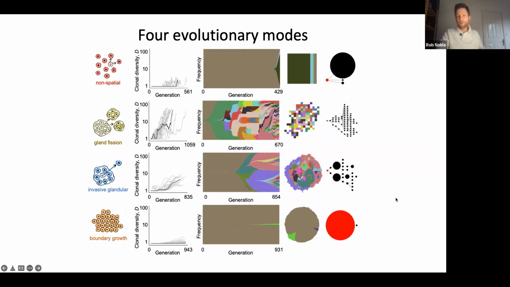So the main message here is that the way you set up the model, the assumptions you make about the spatial structure of the mathematical model, have a big effect on the tumor evolutionary mode. And the implication is that if these models are accurate, and they really do correspond to the structures of real tumors, then we would expect to see different evolutionary modes in different tumor types.